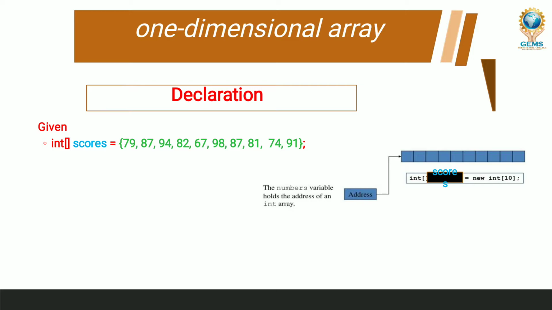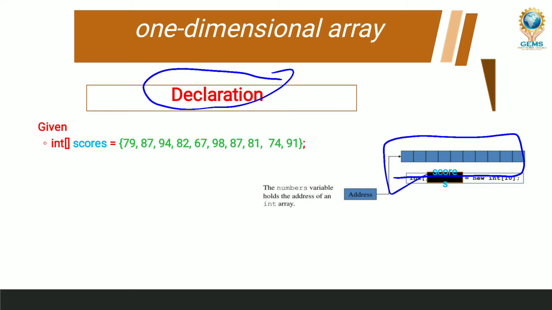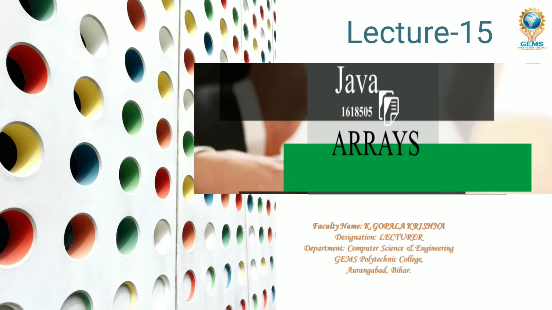Now, one dimensional declaration. One dimensional means it will be only one row or one column. Okay, one row or one column. So this type of array is called a one dimensional array. We are able to see one row here with the different locations.